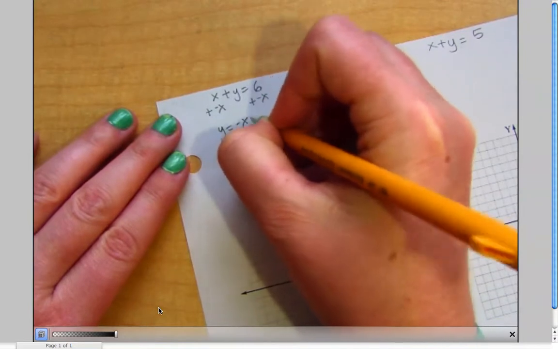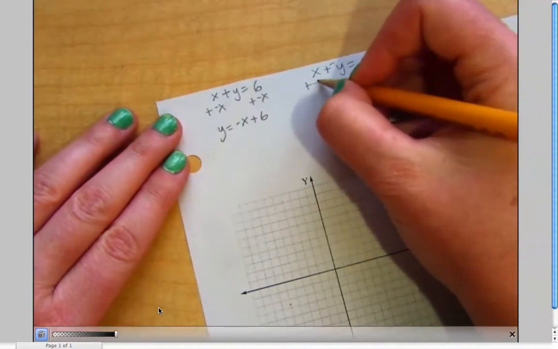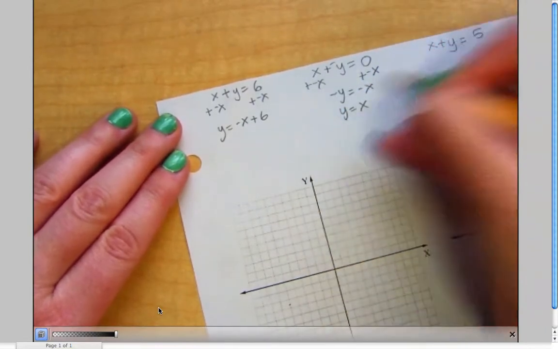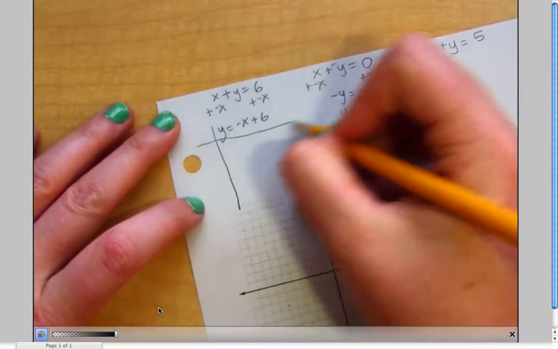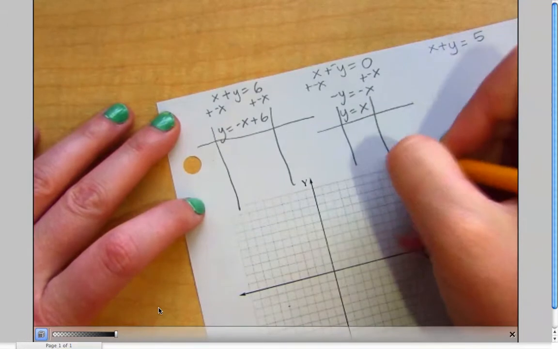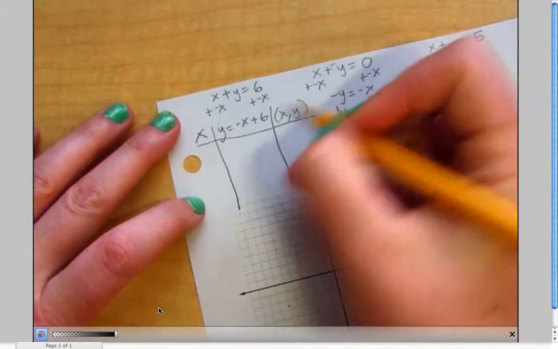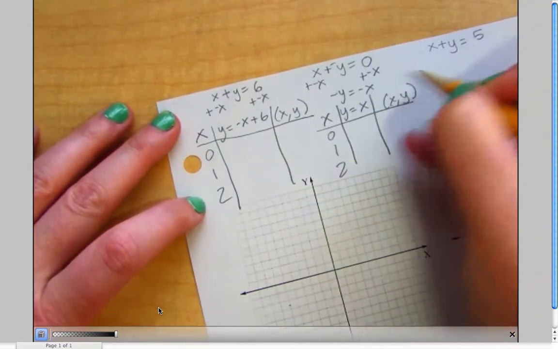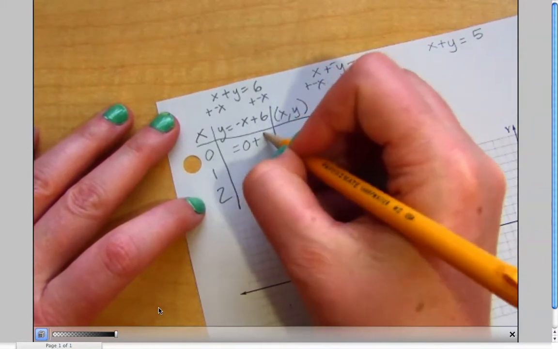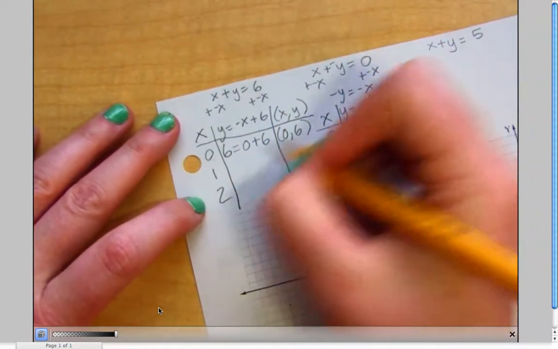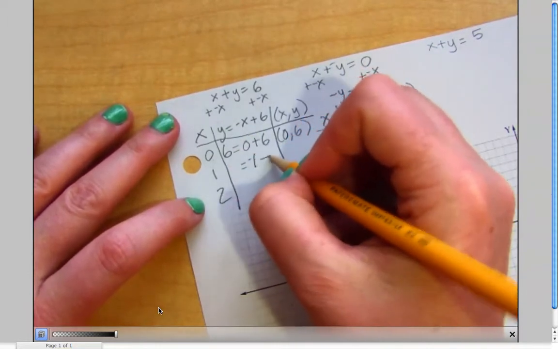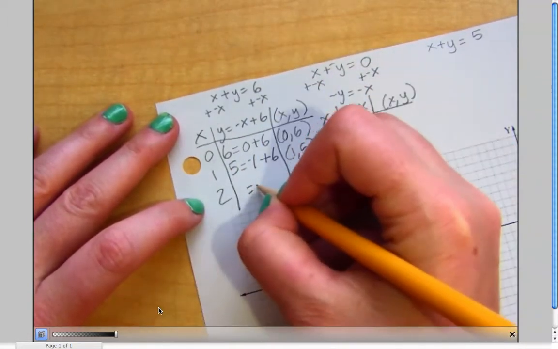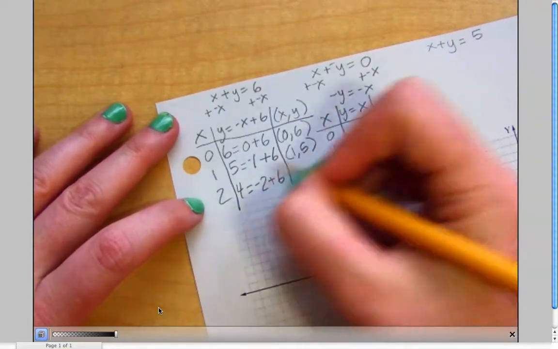So y equals negative x plus 6. And for the other, negative y equals negative x, or positive y would equal positive x. Now I need some solutions for each one so that I can graph them. I'm going to use my good old 0, 1, and 2 for each one. Plugging in 0, negative 0 is just 0, so 0 plus 6 is 6. Plugging in 1, with the negative sign, it's negative 1 plus 6, which is 5. Plugging in 2, don't forget that negative, so it ends up being 4.